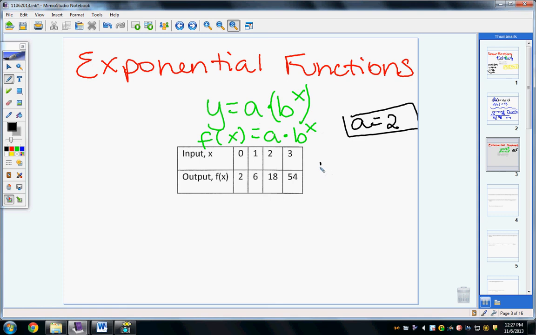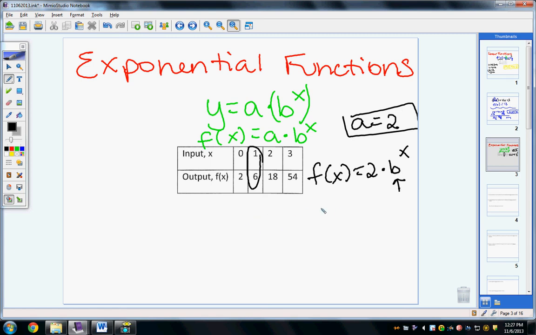Okay, so now we've got it down to knowing that f of x is equal to 2 times b to the power of x. Okay, so our next step is we've got to figure out what b is. So now we can pick a point. I'm going to pick this point, and you'll see why it's going to help because of that 1 right there.